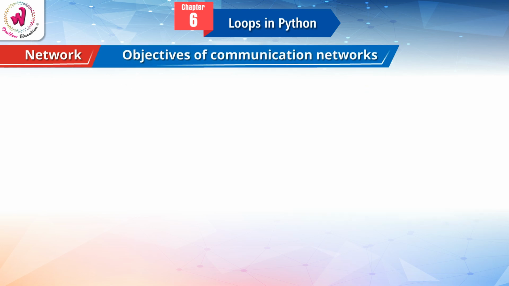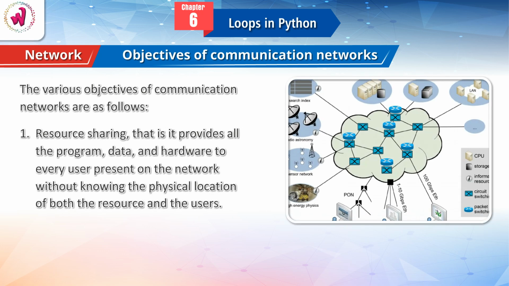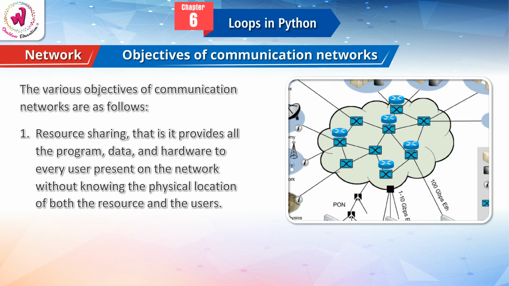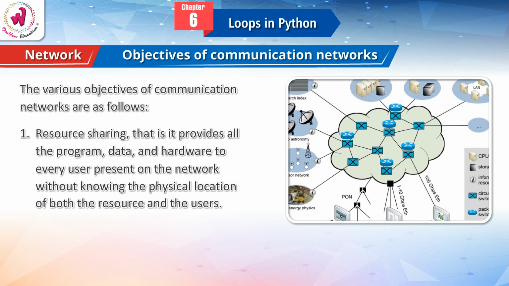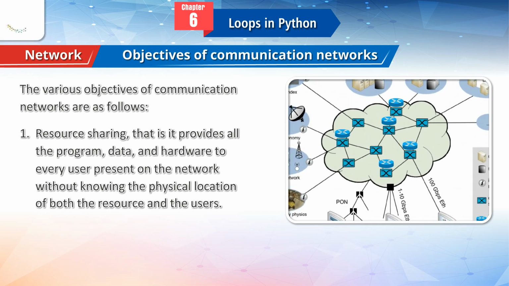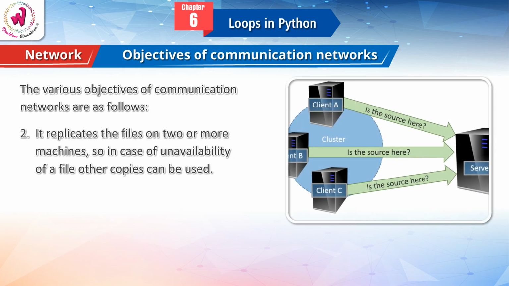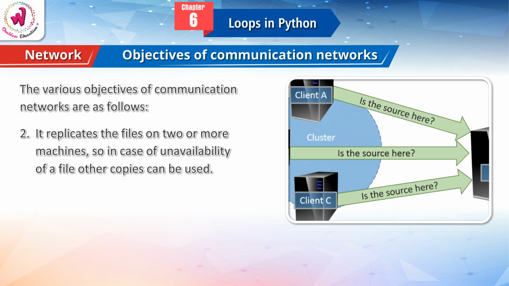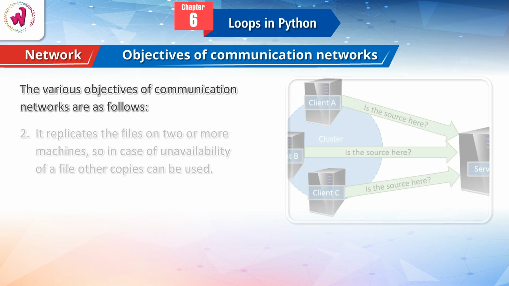Objectives of communication networks. The various objectives of communication networks are as follows. 1. Resource sharing. That is, it provides all the program, data, and hardware to every user present on the network without knowing the physical location of both the resource and the users. 2. It replicates the files on two or more machines. So, in case of unavailability of a file, other copies can be used.